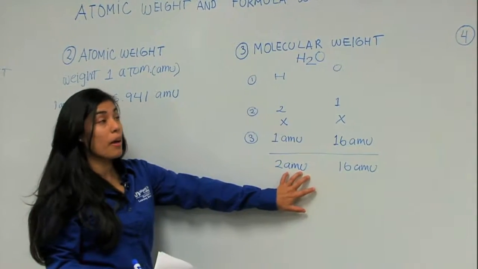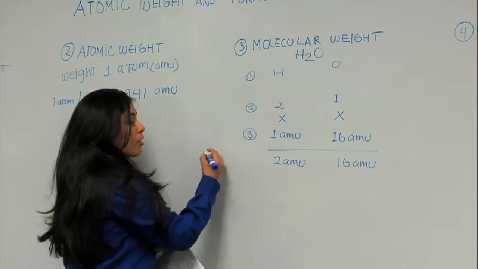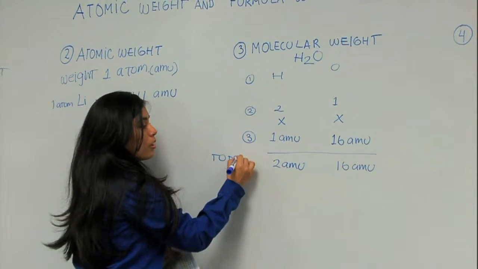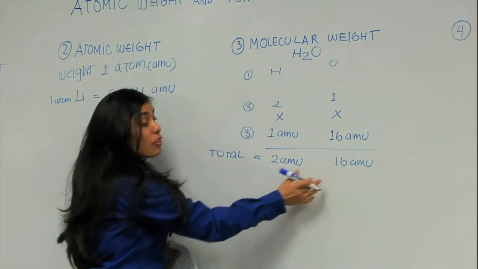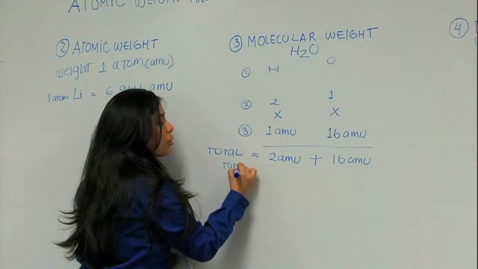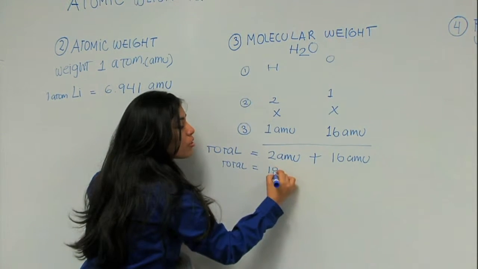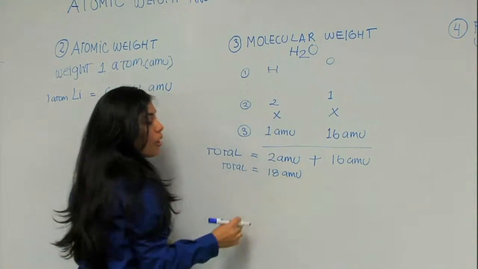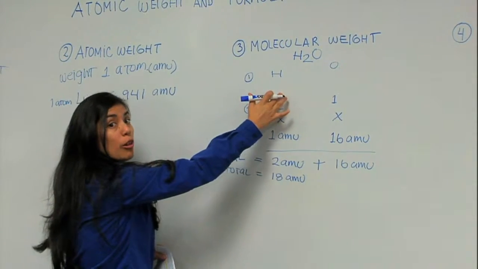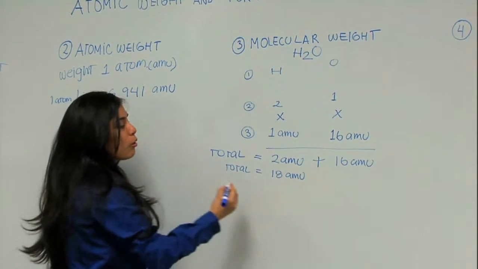And thus, that is the mass that is contributed by each of these atoms. So the total has to be the addition of these 2, right? So the total has to be 2 AMU plus 16 AMU, which is 18 AMU. And this is the molecular weight of water, but of 1 molecule of water.